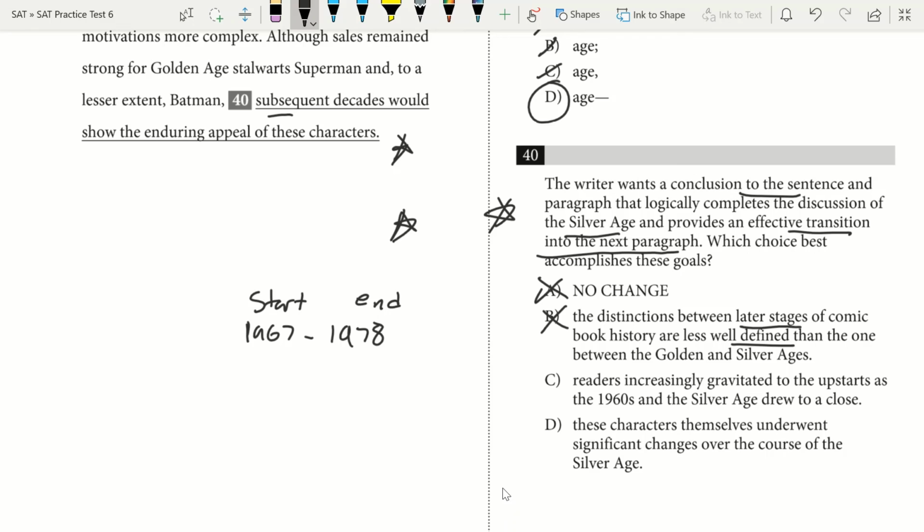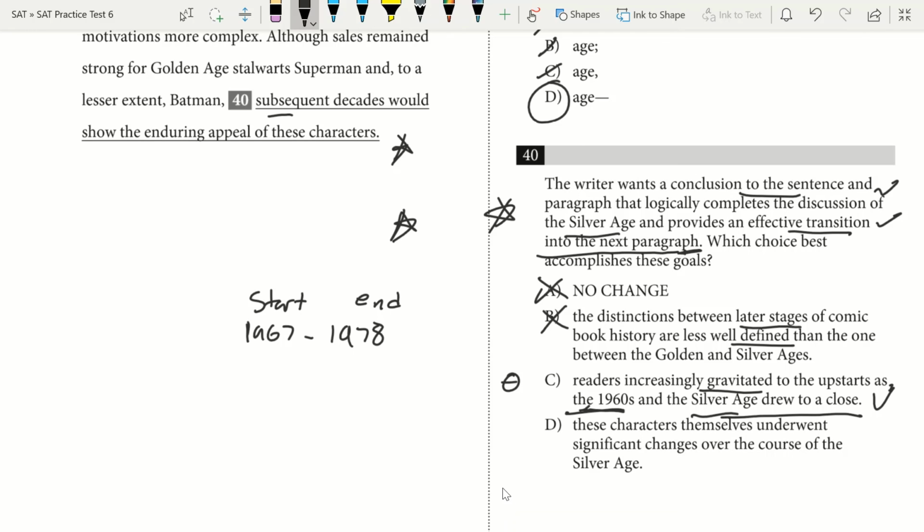And then C, readers increasingly gravitated to the upstarts as the 1960s and the Silver Age drew to a close. All right, so we're talking about the Silver Age ending, right? So that fulfills one of our check marks because we want to complete our discussion of the Silver Age and provide a transition. So we're talking about readers gravitating to the upstarts in the 1960s, right? So the Silver Age characters, and then drawing the Silver Age to a close. So it's not the best transition into the next paragraph, I'll be honest. But at this point, we only have two answers left, so we're neutral on it, right? Because it failed one, and the other one, it's kind of iffy, right?